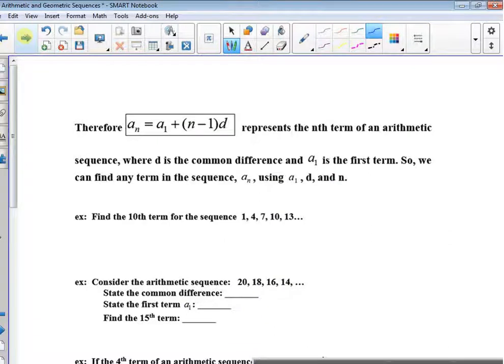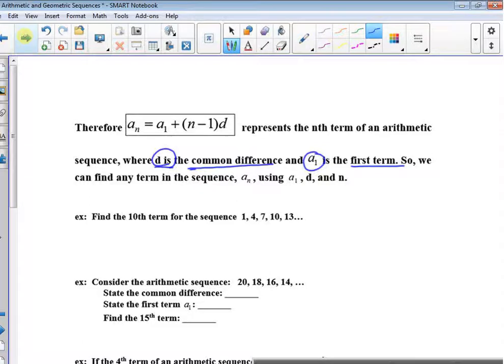Okay, so there it is again. It represents the nth term of an arithmetic sequence. Sometimes it is the last term. It can be used in a lot of different places. d is the common difference. a sub 1 is the first term. So we can find any term in the sequence, a sub n, using a sub 1, the first term, d and n.